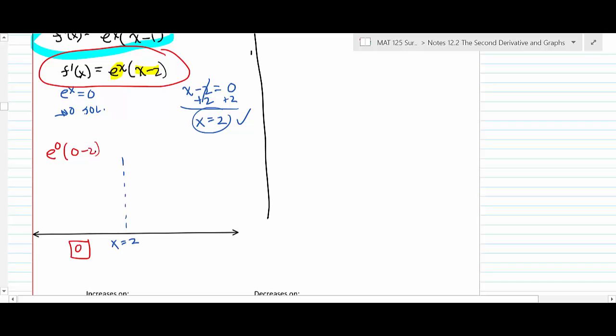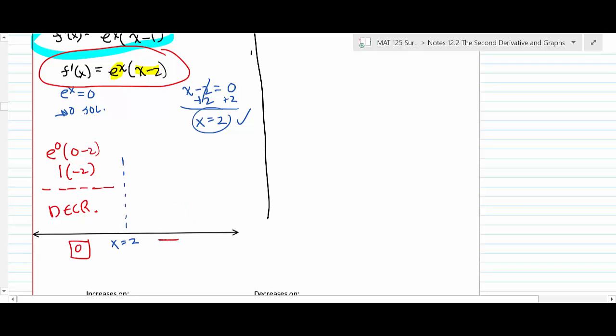Positive or negative? It's 1 times negative 2, so what's that? Now work it out if you have to. What does that tell you? That tells you the function's decreasing. Remember, we're working with the first derivative.